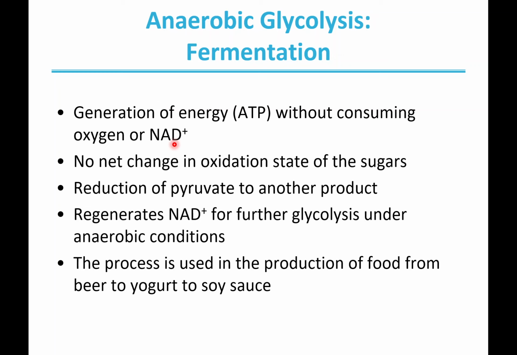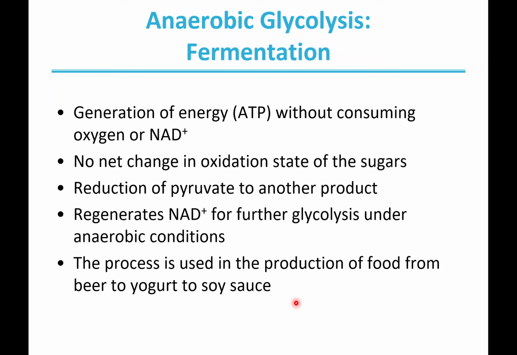Basically, in anaerobic conditions, you're running glycolysis, and you need to keep that central pathway going. So the generation of energy, or ATP, is going without consuming oxygen or a net consumption of NAD+. When you go through glycolysis to pyruvate, that gives you pyruvate. Then pyruvate, when there's no oxygen, needs to be converted into another product. And that conversion of pyruvate to another product is what's going to regenerate the NAD+ for further glycolysis.